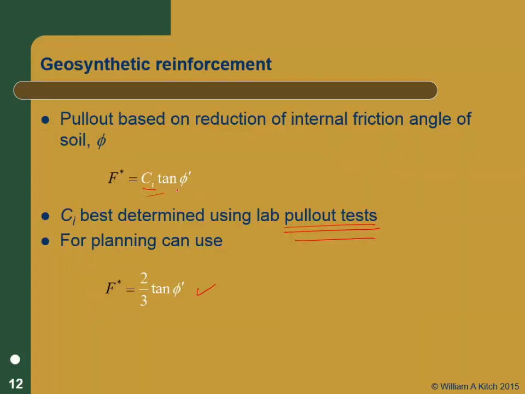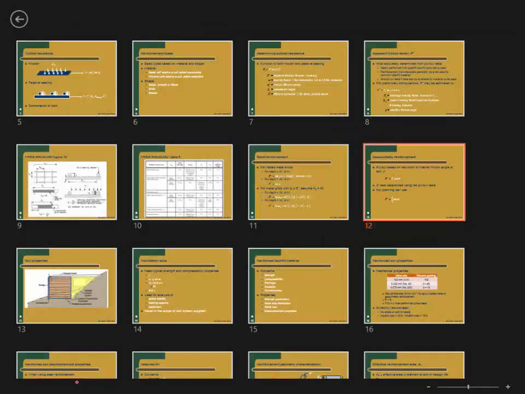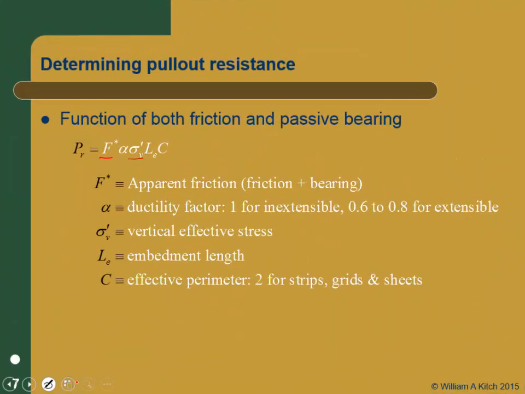So this is if we have only a frictional portion. Before I go on to the next part, let's go back and summarize this, because I think we lose sight of what's going on in the middle of this. So this is our basic equation for determining pullout resistance.